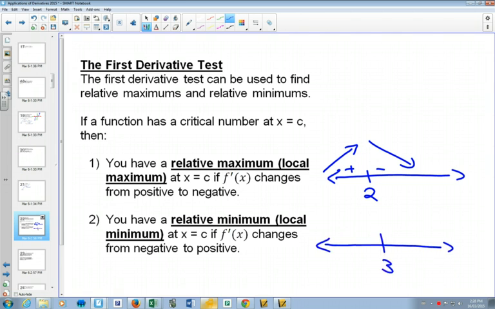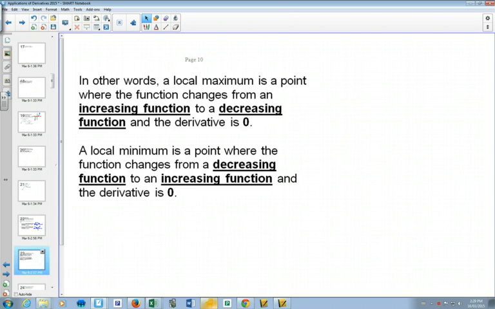And we'd have a local minimum. Say you had another value at 3. Before it's negative, which means your function is going down. After it's positive means your function is going up. So the only way that can happen is if you have a local minimum at that point, and there it's changing from negative to positive. So if it's changing from an increasing function to a decreasing function, makes sense that you'd have a maximum. And if it's changing from a decreasing to an increasing, that makes sense that you'd have a minimum.